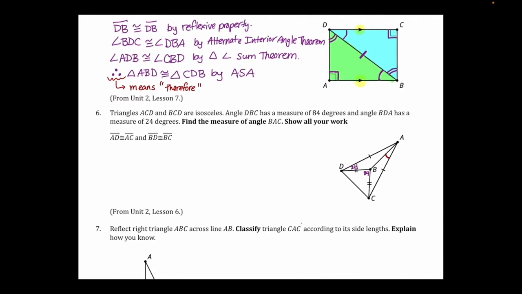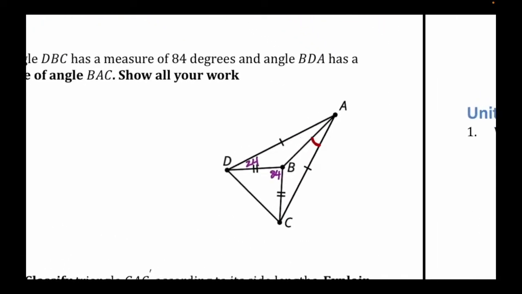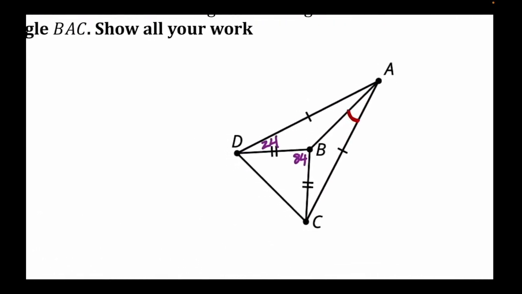And then they gave us congruent statements based on this triangle. So AD is congruent to AC and BD is congruent to BC. But it's already marked here. So let's get to work.